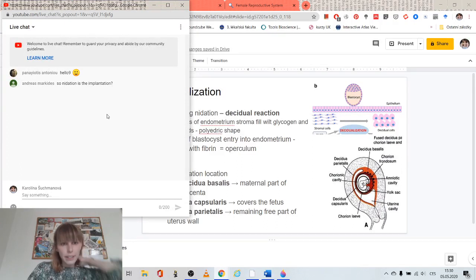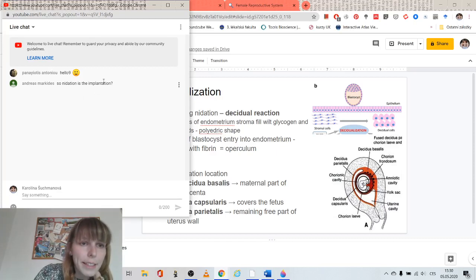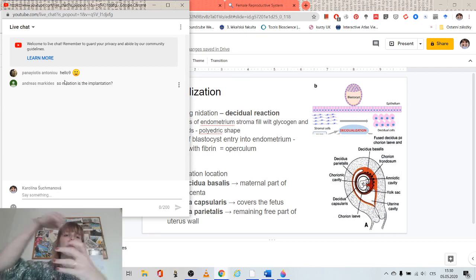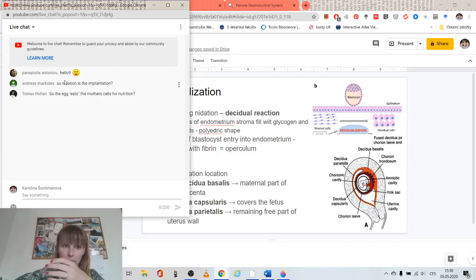Yes, nidation is the implantation. Yes. I think, I'm not 100% sure right now, but I think nidation is more the going in, whereas implantation is just the catching of the blastocyst on the surface and then it goes in.